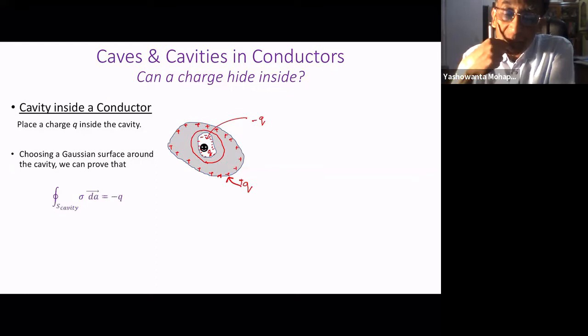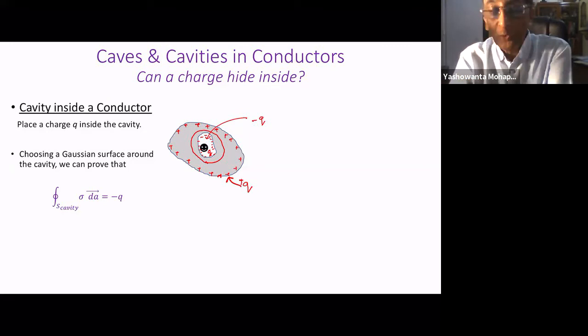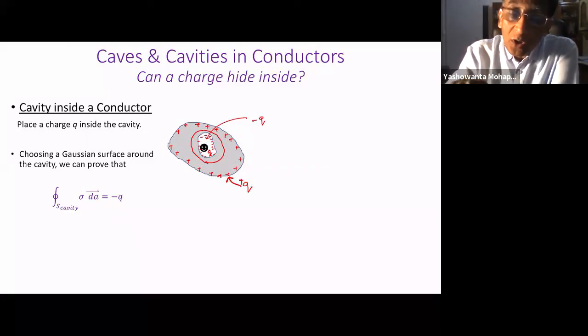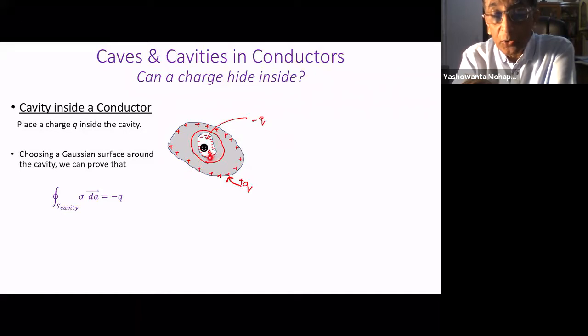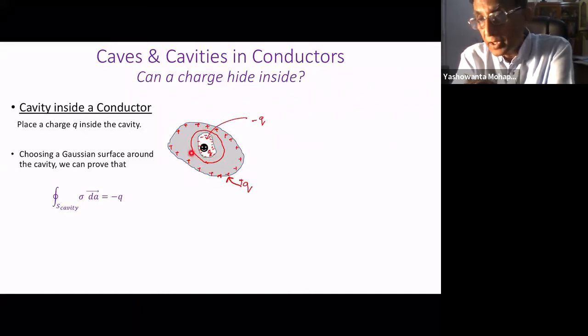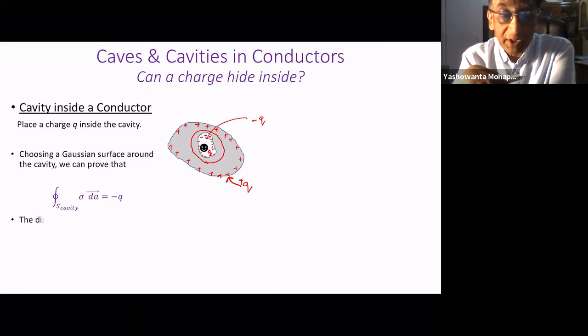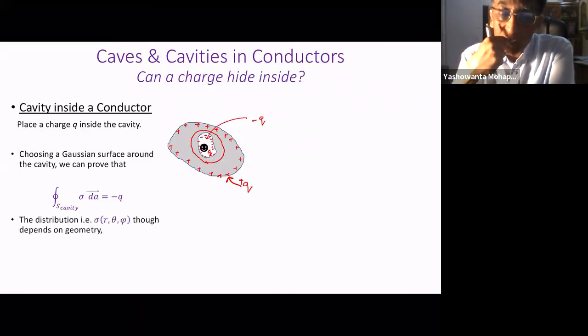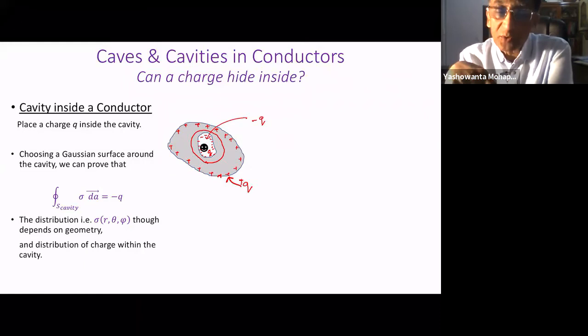Now in the cavity surface, if I integrate, I only know about the integration. I would not know how this is distributed exactly. That will depend upon the geometry of the cavity and things like that. But I would certainly know that minus Q is distributed inside the cavity. So I would not know the distribution sigma of r, theta, phi. It depends upon the geometry and also how the charges that are inside are placed, what their distribution is.